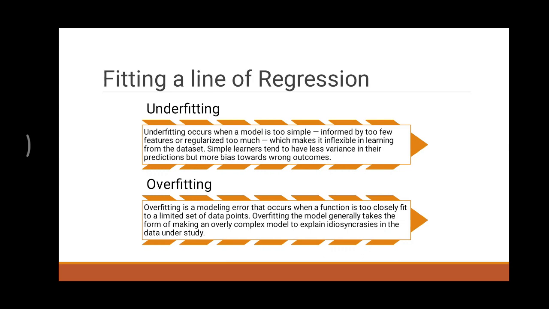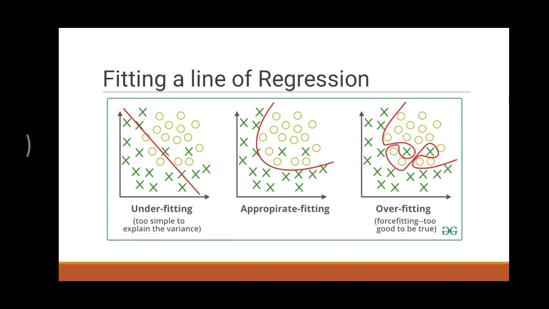When we talk about overfitting, overfitting is a modeling error that occurs when a function is too closely fit to a limited set of data points. Overfitting the model generally takes the form of making an overly complex model to explain idiosyncrasies in the data under study. We will understand these terms from this example.